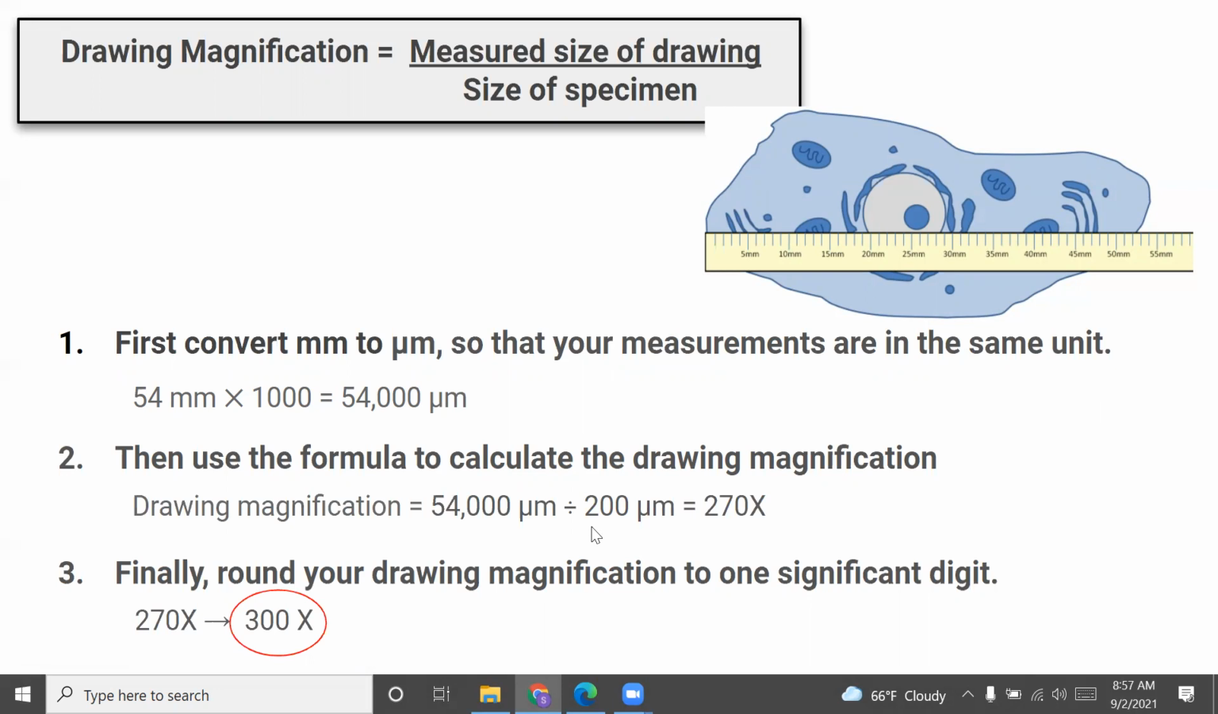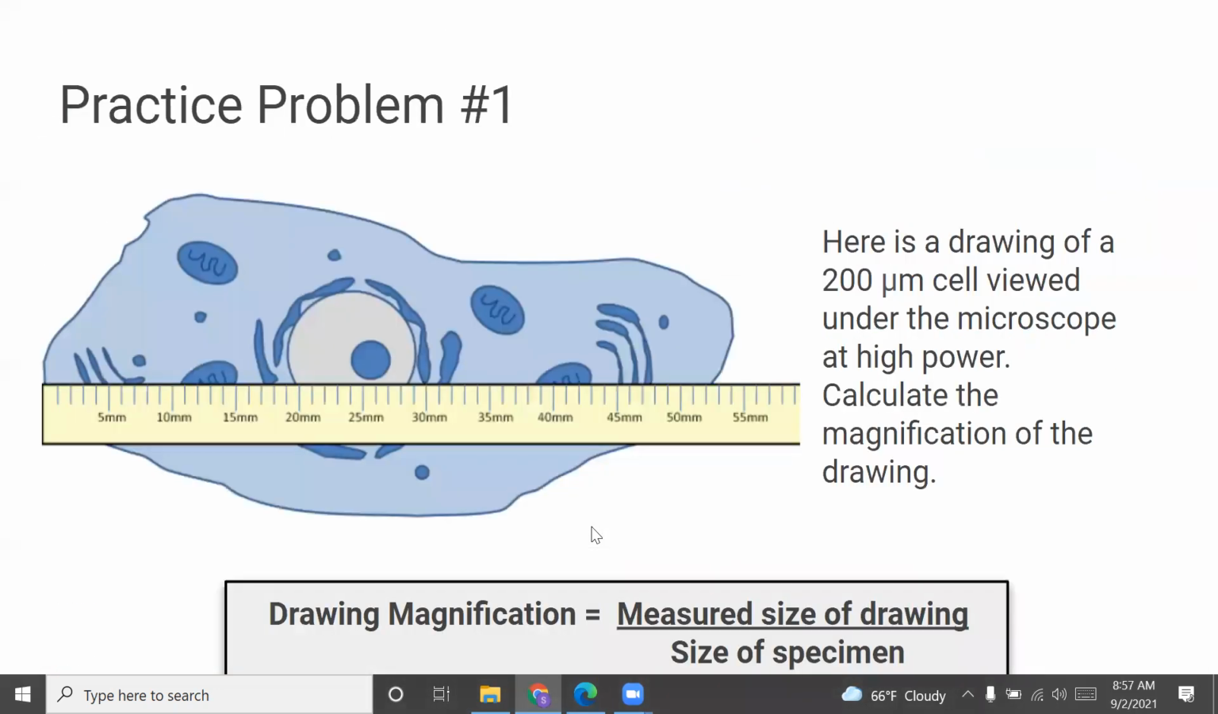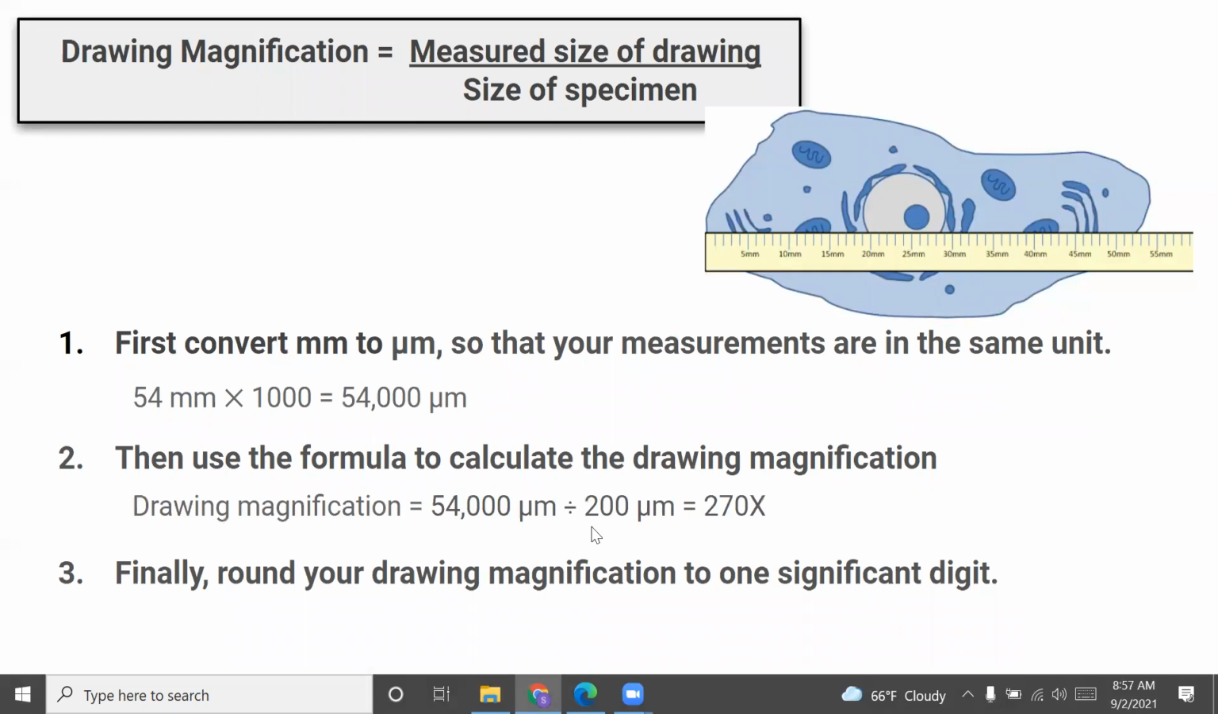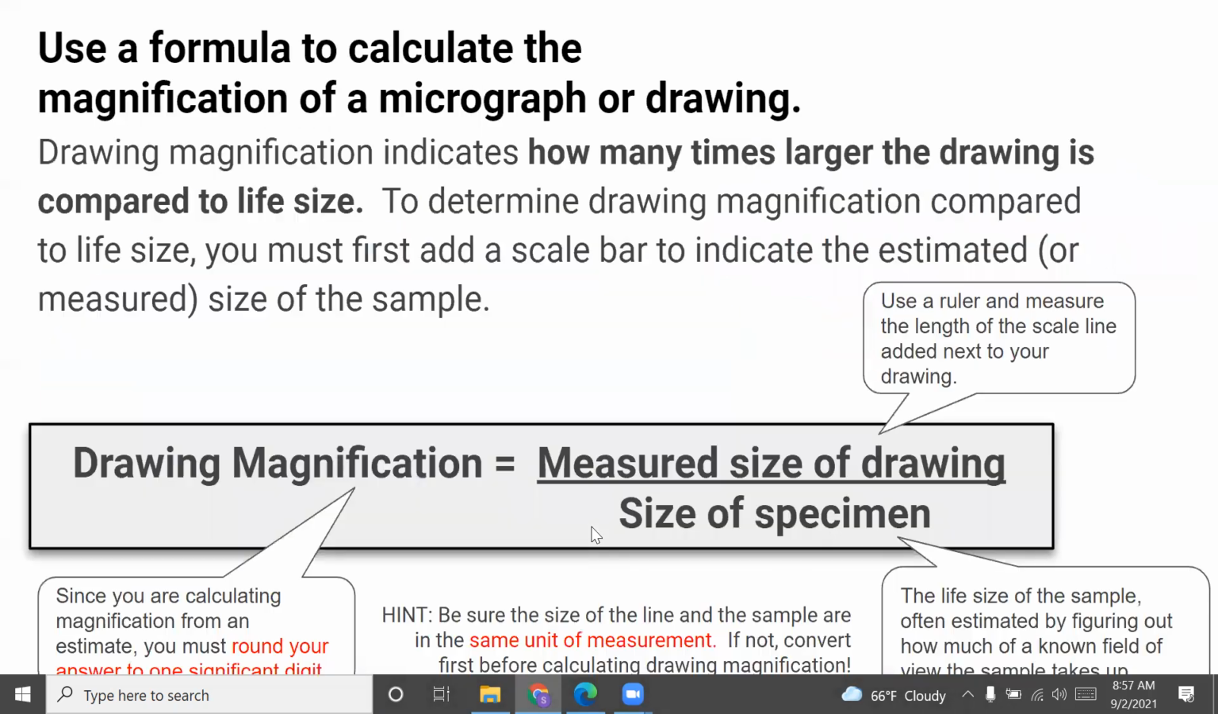We have to round to one significant digit. So I'm sorry, go back to your answer, number 3. So for number 2, you should have 270x. Number 3, you need to round to one significant digit, 300x. Why is that significant? So let me go back to the slide that explained that.